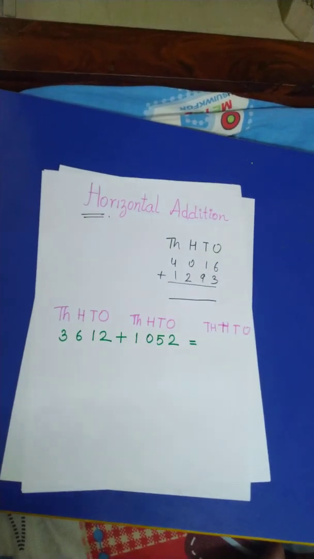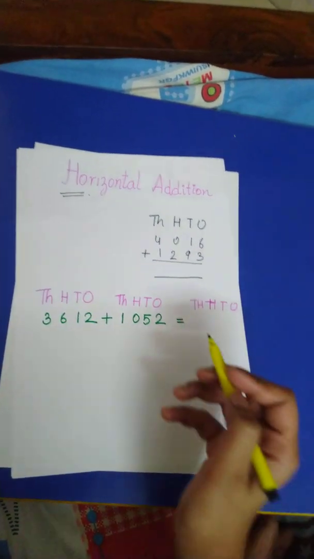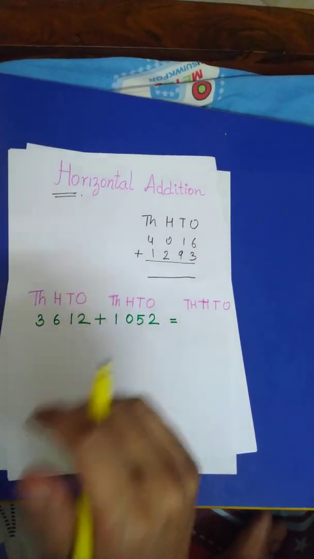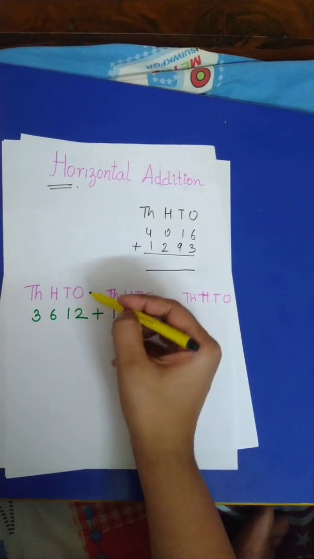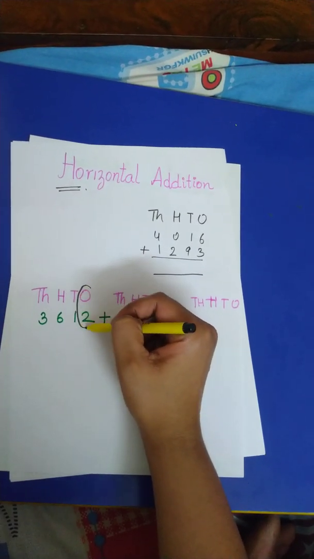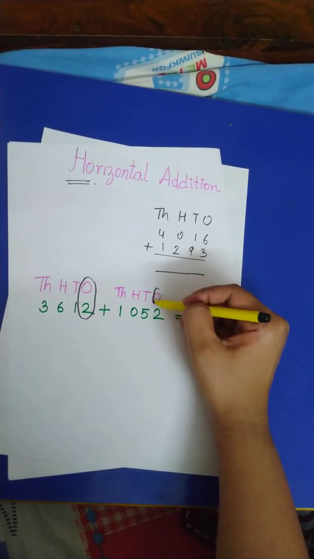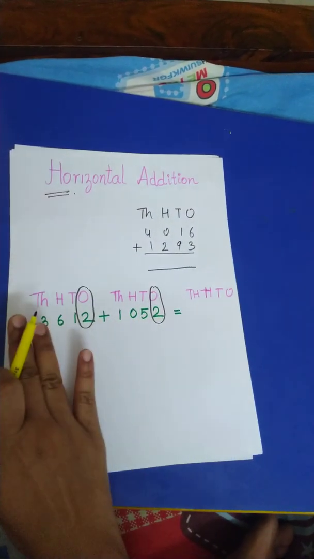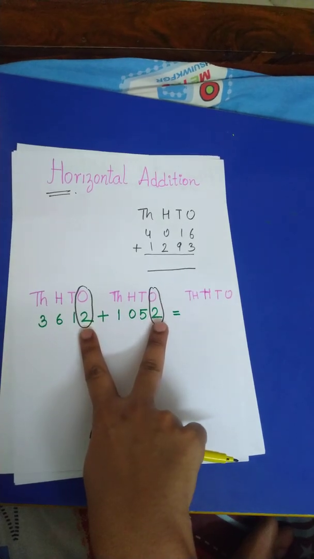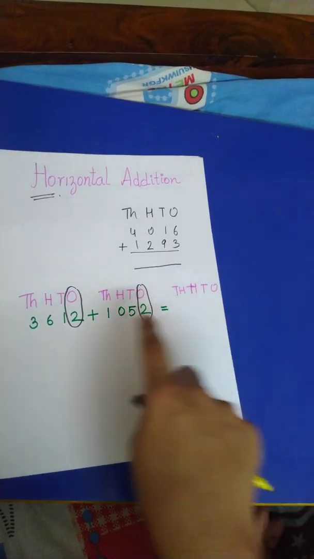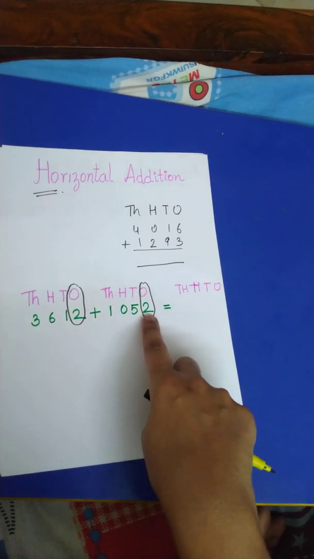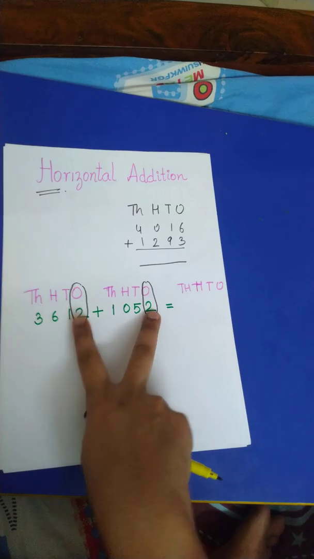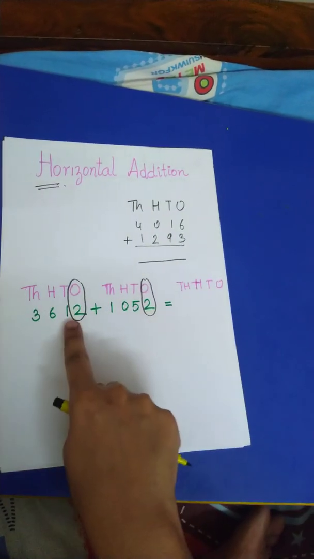Okay, let's move further. So now how to go about horizontal addition with 4 digits. We know that we start the addition from ones place. So in horizontal addition also we will go one by one. First adding my ones place digits. Here I have 2, and in another addend I have 2. So I will add 2 plus 2, 4. So 2 plus 2 is 4.